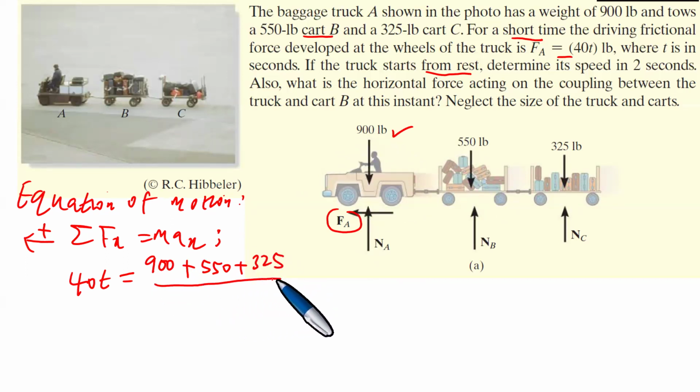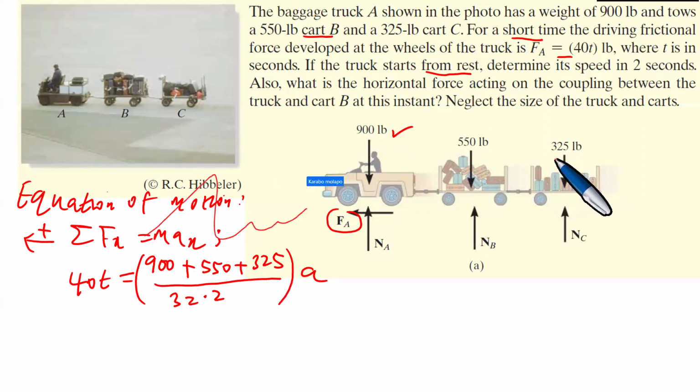and this is all divided by what? It is divided by 32.2. And it is multiplied by the acceleration A. Let us take a look at these, because you have the 900 pounds, the 550 pounds, the 325 pounds. And the 325 pounds is exactly what you then have here.